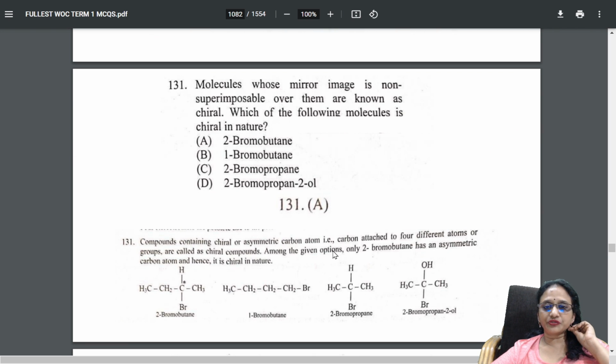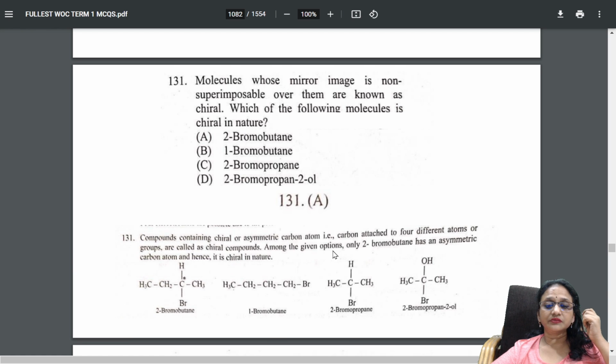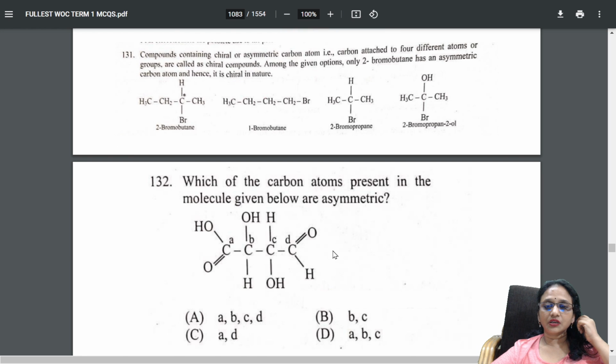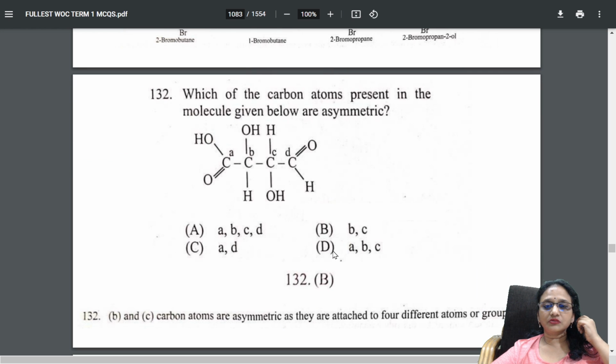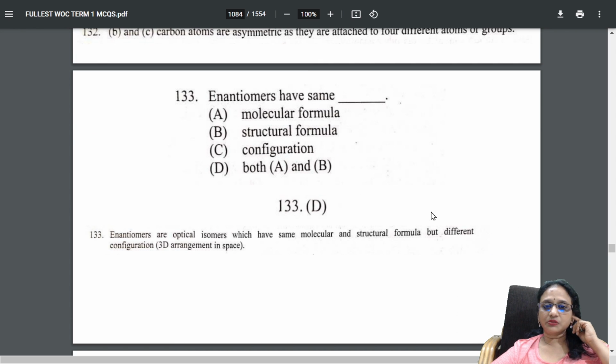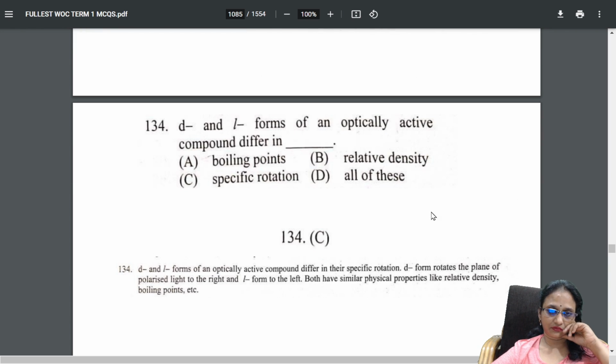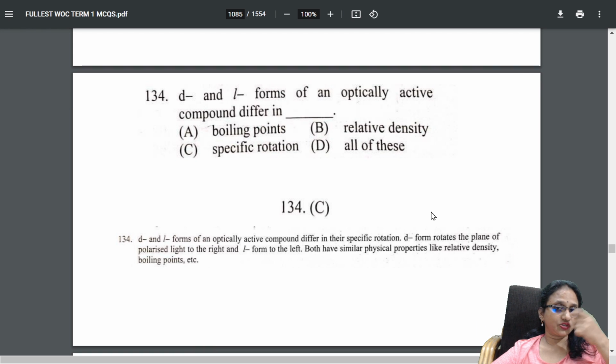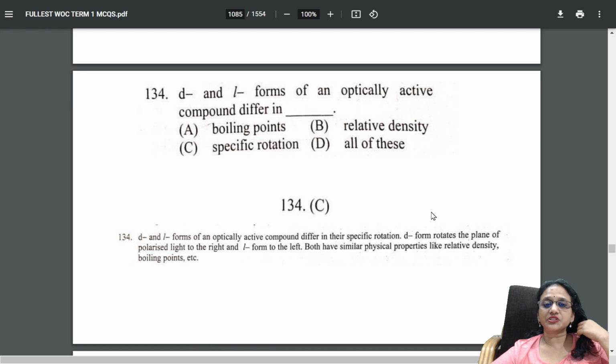Further, which of the following forms mirror images and non-superimposable enantiomers rather? They'll give you an example here and ask which is asymmetric. Definition of enantiomers. DL isomers. Okay, DL isomers. Fine, fine. They're going to ask you a question.